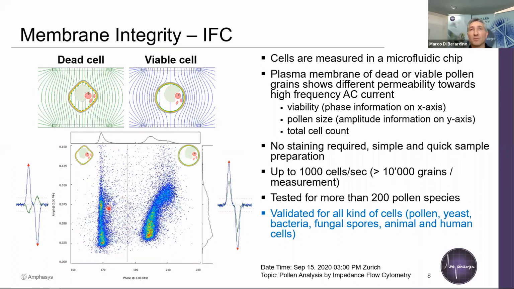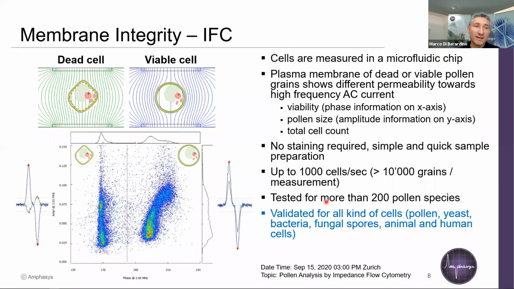These signals are then displayed on an amplitude phase diagram, which we call a density plot. In this density plot, we can discriminate among different factors like viability, pollen size, as well as total count. As mentioned, look at this webinar if you want to know more details about this analysis technique.